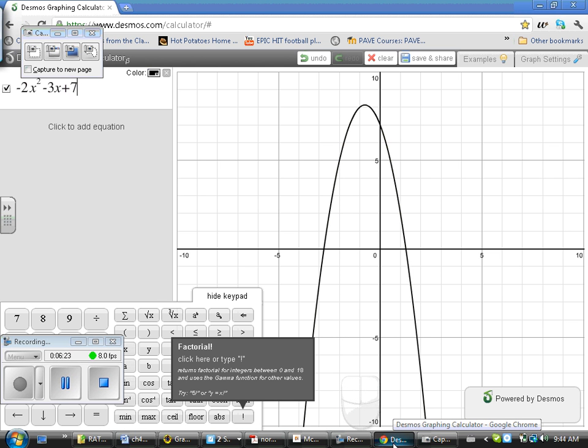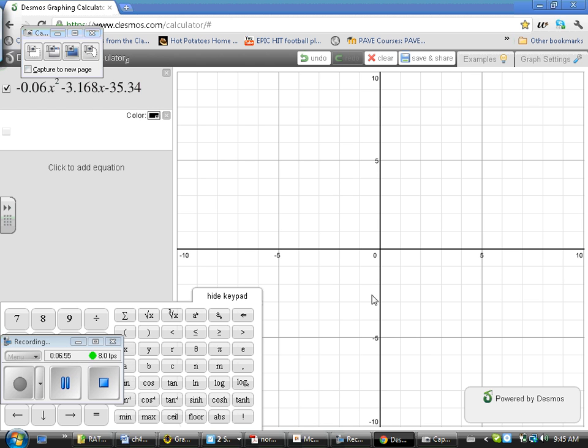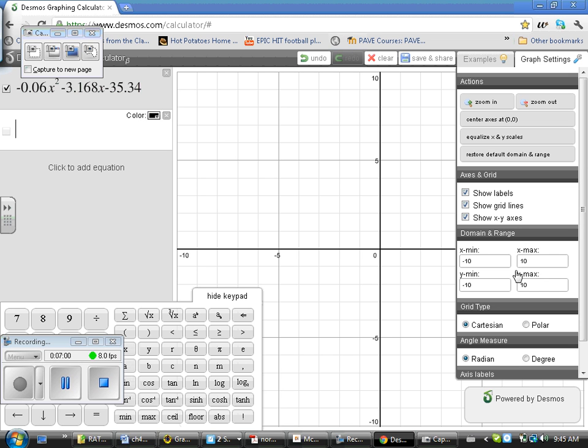Okay, so I'm going to put in my original equation, right, with all that ugliness that we had to get rid of. So we'll make our coefficient negative 0.06. Okay, that's the coefficient of the x squared term, and the middle term, 3.1. Didn't get a decimal, I don't know why. 3.168, and then the constant term is negative 35.34. Okay, so we're graphing that. Okay, obviously, I'm running into some trouble here because we are not showing enough. No, something's wrong.